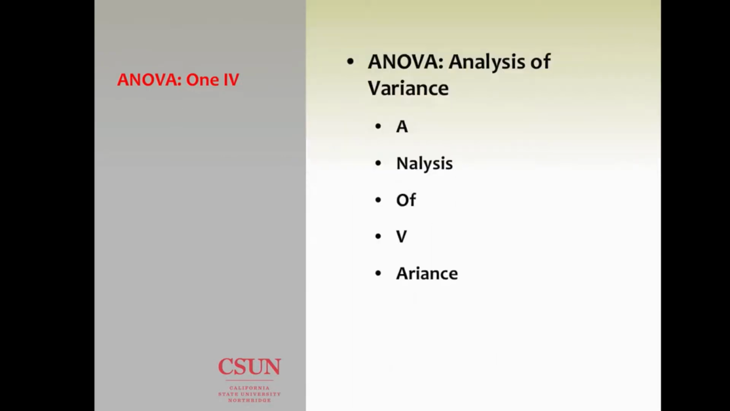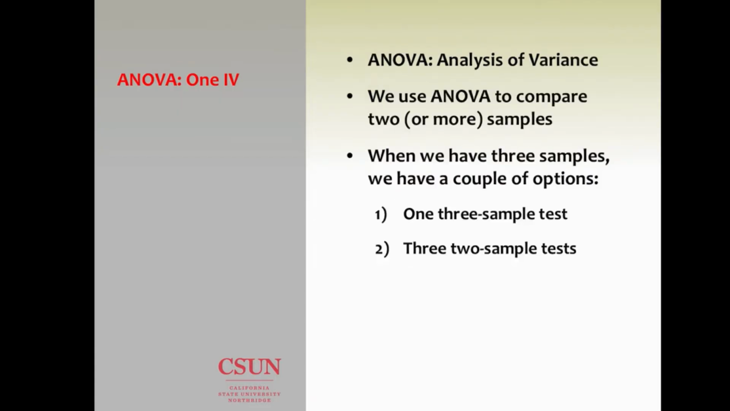So first term is the moniker, the abbreviation here. A stands for analysis, but then the N stands for the N in analysis, so it's A-analysis. I don't know. It's kind of a strangely created abbreviation here. But this goes back to Ronald Fisher, 1920, something like that. So ANOVA is used to compare two or more samples.